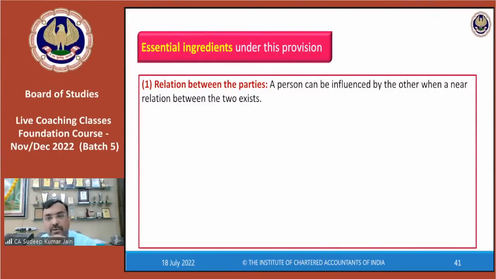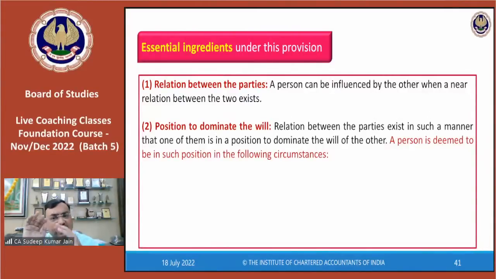Please note the important point. One, there should be a relation between the parties. If there is no relation, there is no chance of undue influence. A passerby cannot influence me or dominate me. A person can be influenced by another when a near relation between the two exists. See the example: if there is no near relation, there will be no chance of undue influence.